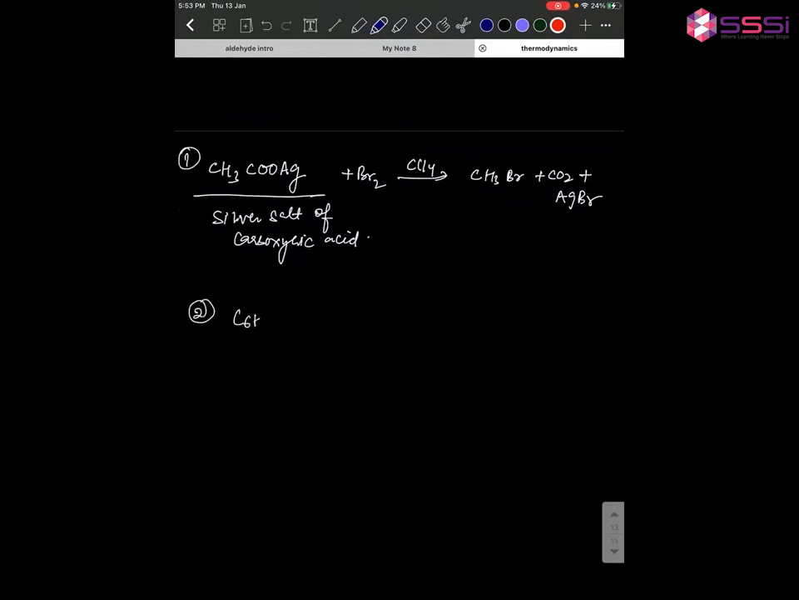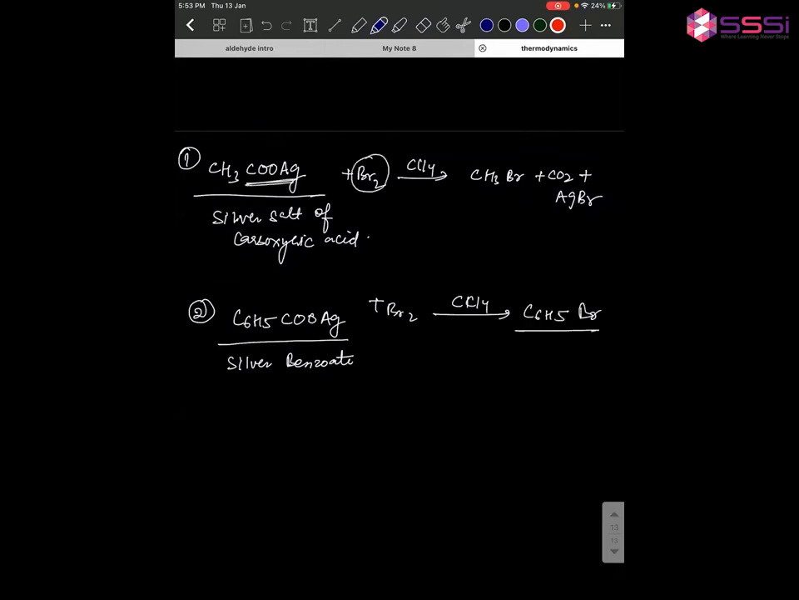For aryl bromide, I'm taking silver salt of benzoic acid. This is silver benzoate. This is being reacted with Br2 in presence of CCl4, and this bromine molecule will be replacing this COOAg part. We will be getting bromobenzene along with CO2 and H2O.